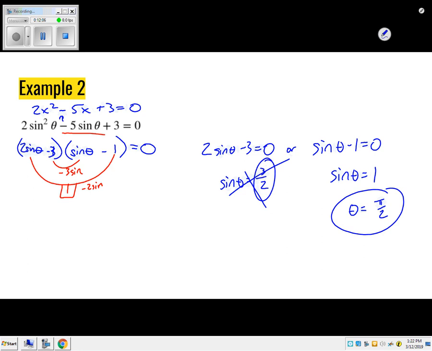That's the only one. And you can definitely take this over and plug this back in and see if it works. You can check your answer with the original problem. If I take sine of pi over 2, what does that give me? 1 squared is 1 times 2, 2. Sine of pi over 2, you said, was 1. 1 times -5 plus 3. Yeah, that gave me 0. So I can check it just like I check my algebra solving problems.